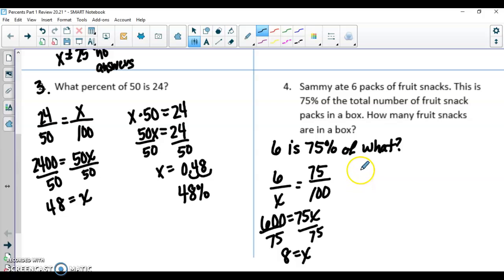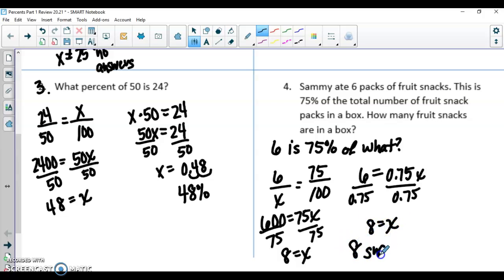If you're an equation methoder, 6 is 75% of what? Divide by 0.75 on both sides, and you're going to get 8 equals x. So there are 8 snacks per box.